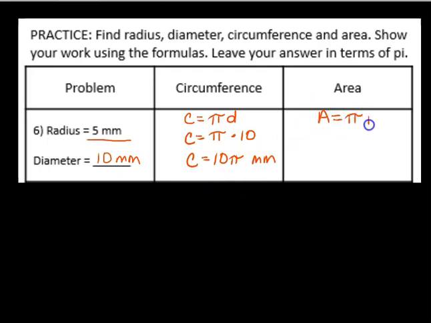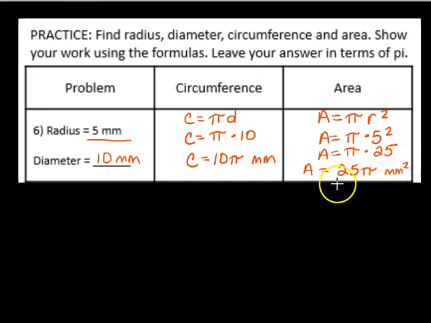The area equals pi times my radius squared. Pi times my radius, which is 5, squared. So that would be pi times 25. Or in other words, 25 pi millimeters squared. So y'all go ahead and finish the problem before you come back to class.